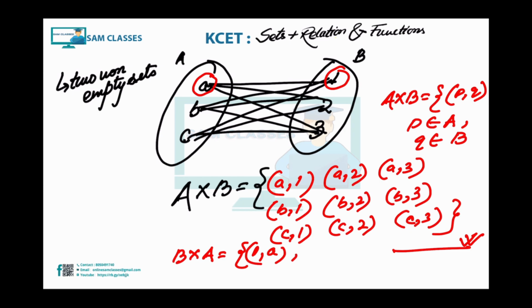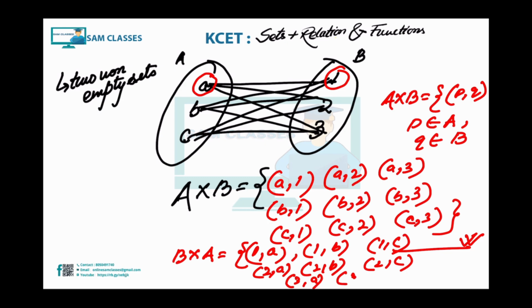So it will be (1, a), (1, b), (1, c), then (2, a), (2, b), (2, c), and in a similar way (3, a), (3, b), and (3, c). So this is the basic concept of Cartesian products. We have taken two non-empty sets and then done a mapping or matching.